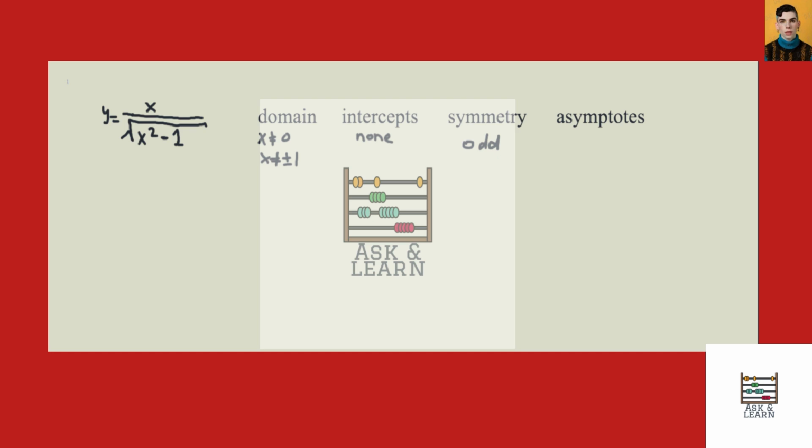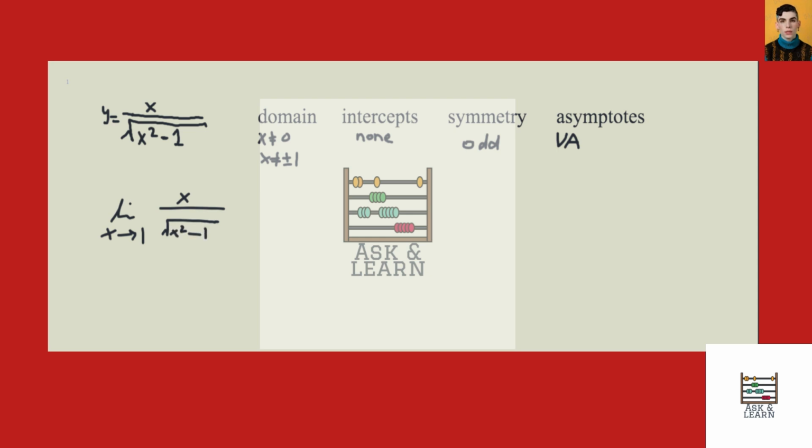Asymptotes. First, let's find the vertical asymptotes. Where the denominator equals 0, we already said that was plus or minus 1. So let's test the limit as x approaches plus or minus 1. Let's do 1 first. If this equals infinity or negative infinity, we know it's a vertical asymptote.